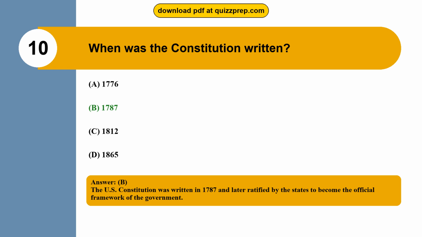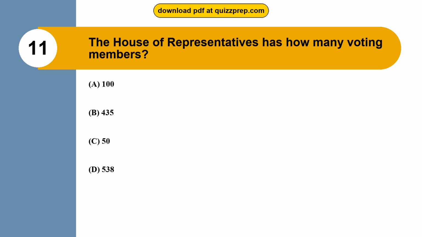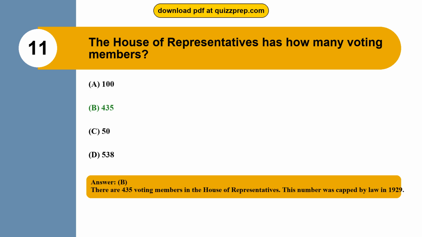Question 11. The House of Representatives has how many voting members? Option A, 100. Option B, 435. Option C, 50. Option D, 538. The correct answer is option B, 435. There are 435 voting members in the House of Representatives. This number was capped by law in 1929.